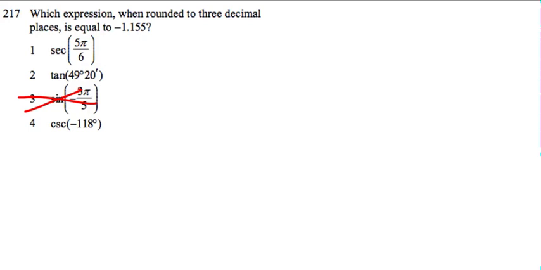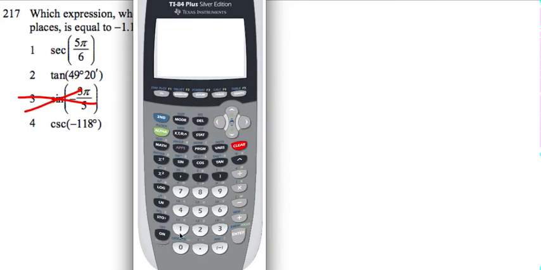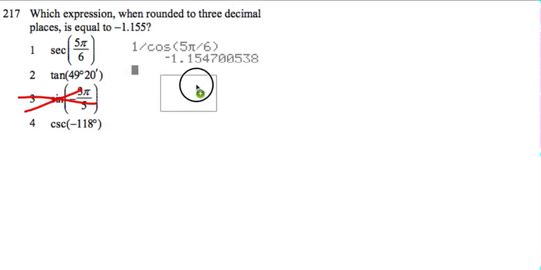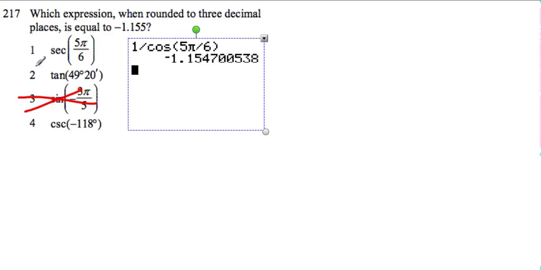So for the first one, I'm going to do 1 over cosine of 5 pi over 6. But notice this one is in radian mode, so I have to make sure that my mode is in radian. Secant means 1 over cosine of that particular angle, so we put it in, and we got this value. That seems to be basically correct. So I'm going to assume that the first one is our answer, but let's check the others.